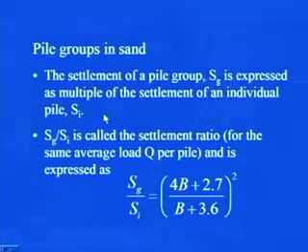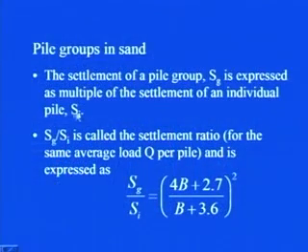Obviously, this SG will not be equal to n times SI, where n is the number of piles. However, it is some multiple of the settlement of an individual pile. So that is why we usually talk in terms of settlement ratio, which is defined as the settlement of the group of piles to the settlement of an individual pile. Here SG by SI is called the settlement ratio for the same average load Q per pile. You have to be very sure that whatever is the load on the pile group, it should have the same proportion when it comes to the individual pile.